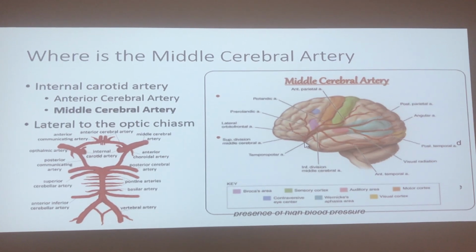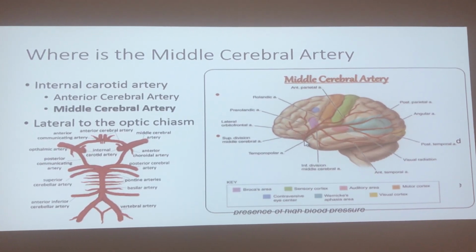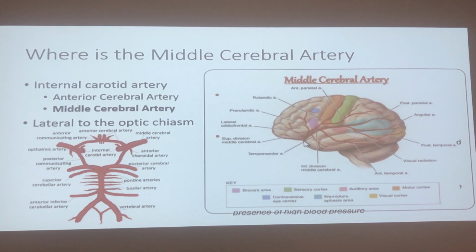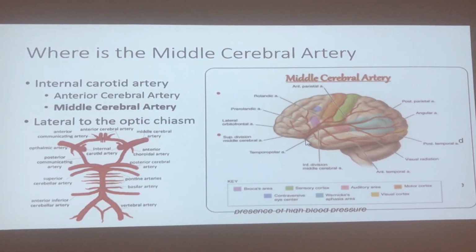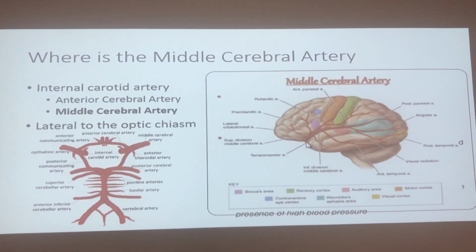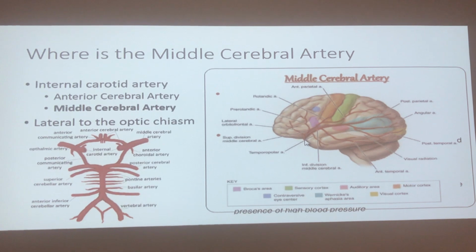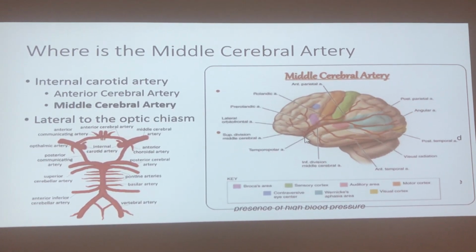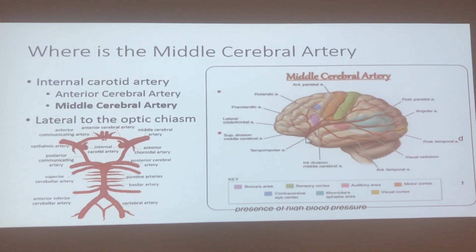Where is the middle cerebral artery? The middle cerebral artery branches off the internal carotid artery. It is the larger of the two branches. The smaller branch is the anterior cerebral artery. The middle cerebral artery supplies blood to the lateral convexity of the cerebral hemisphere, which includes parts of the temporal, frontal, parietal, and occipital lobes.